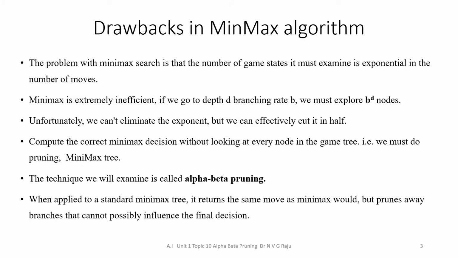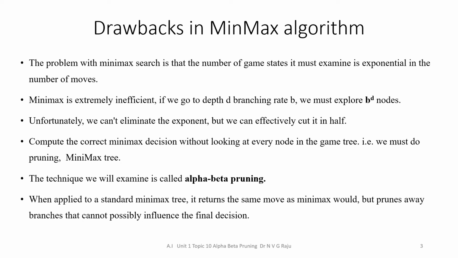The problem with min-max search is that the number of game states it must examine is exponential in the number of moves. It directly depends upon the complexity of the game. Min-max is extremely inefficient if we go to depth D with branching factor B. We must explore B to the power D nodes. Unfortunately, we cannot eliminate the exponent, but we can effectively cut it in half. Compute the correct min-max decision without looking at every node in the game tree.